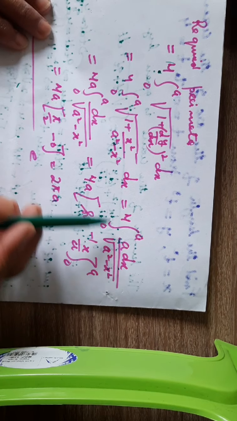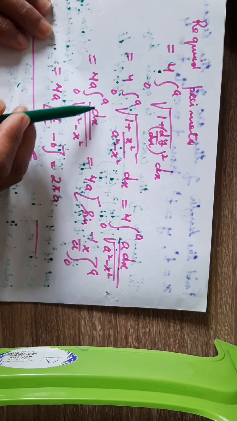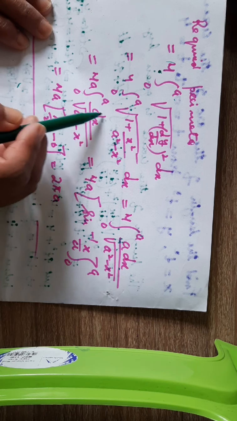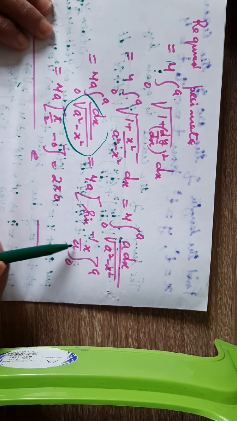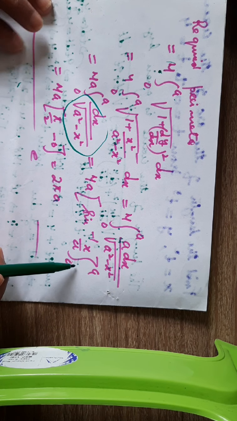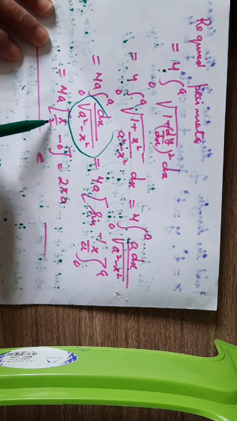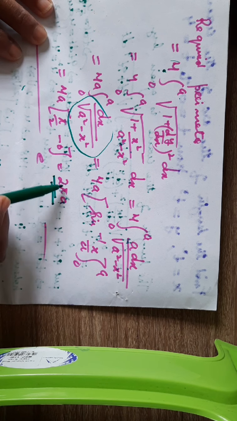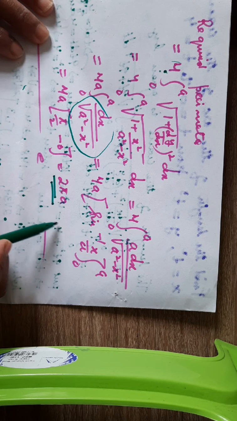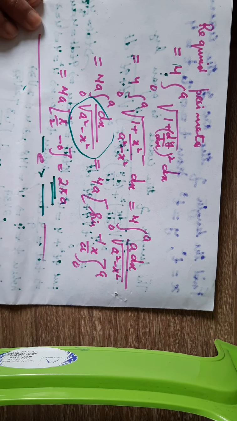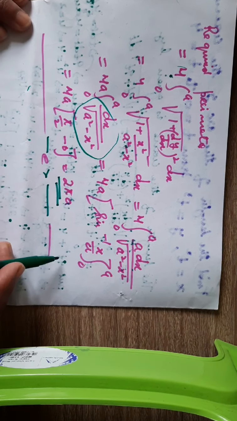And then on simplifying this one, you'll get 4a integral 0 to a dx by square root of a square minus x square. This is a standard integral, which is sine inverse of x by a from 0 to a. So on substituting the limits of integration, you'll get 4a into pi by 2 minus 0, which comes out to be twice pi a, the circumference of the circle. So hope now it's clear how to find the length of a plane curve using the method of integration.